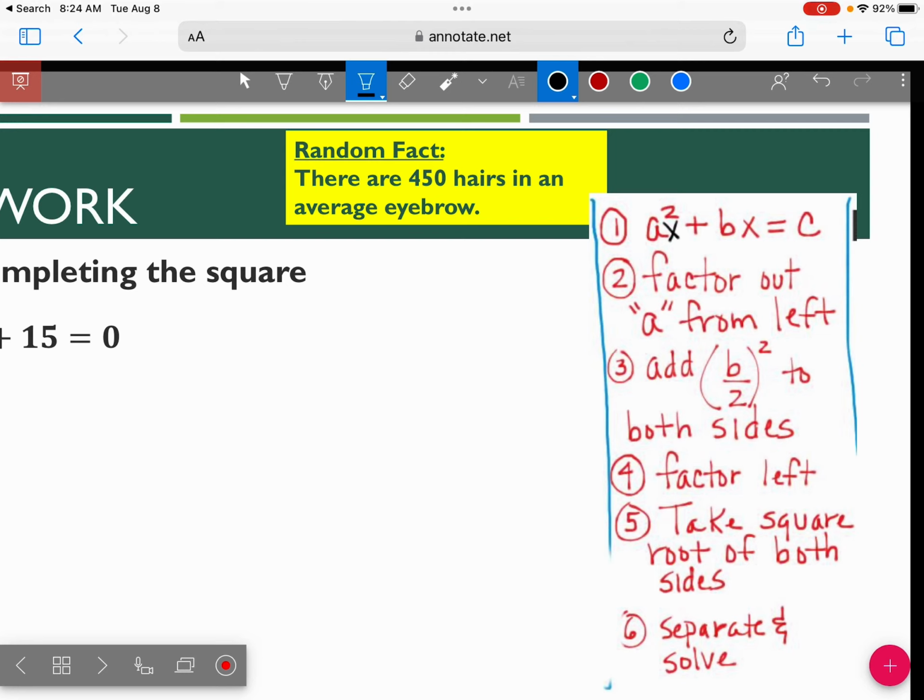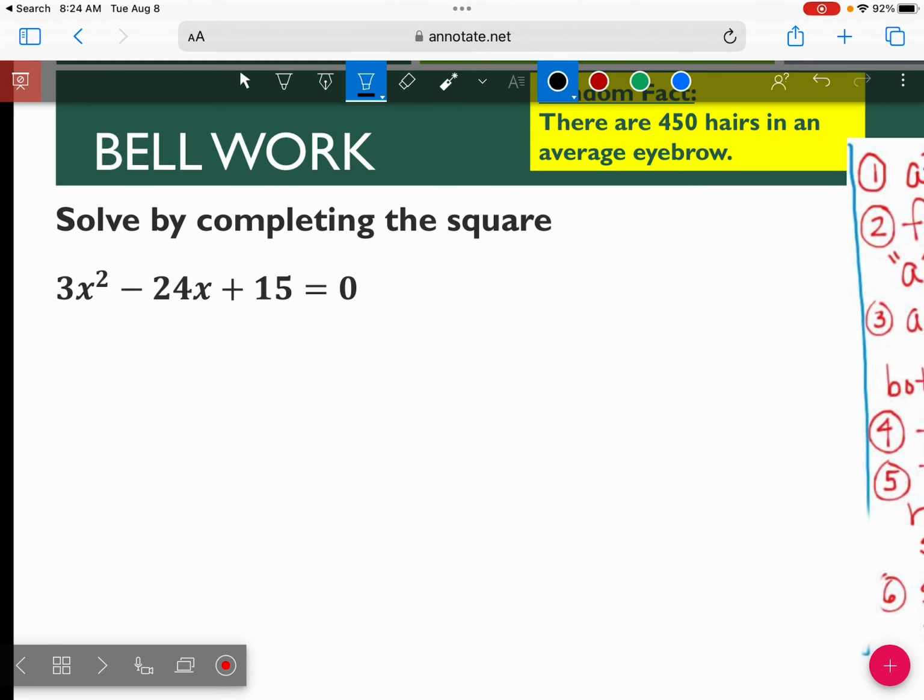Let's go ahead and get started. So your first step is going to be to move the C value over. So when I complete the square, I only want 2 terms to be on the left. So my first step is going to be to subtract the 15.